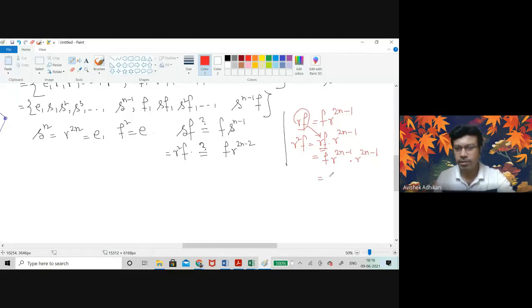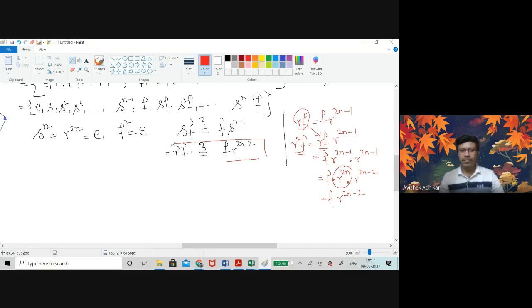Now can anybody tell me what should be this value? F of r to the power 2n into r to the power 2n minus 2. I can just make r to the power minus 1 here, and just r to the power 2n into r to the power minus 1 into r to the power 2n minus 1, and then I just make a step jump. What is this value? R to the power 2n is how much? Is e. This value is e. So f r to the power 2n minus 2. And what is this value? This value is r square f. So they are same. That means sf equal to f s to the power n minus 1.